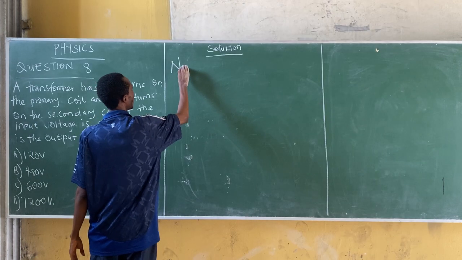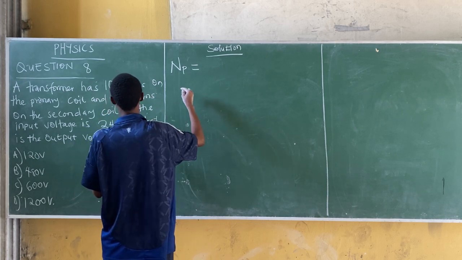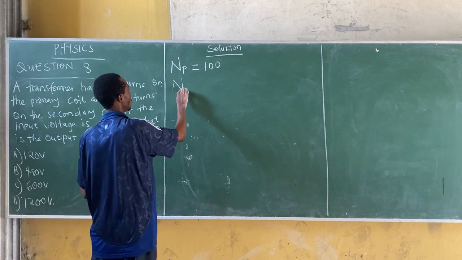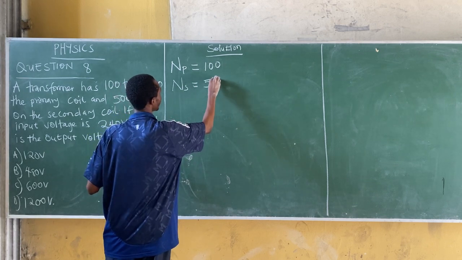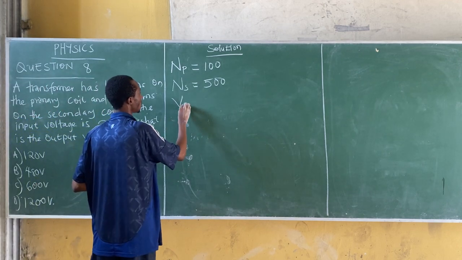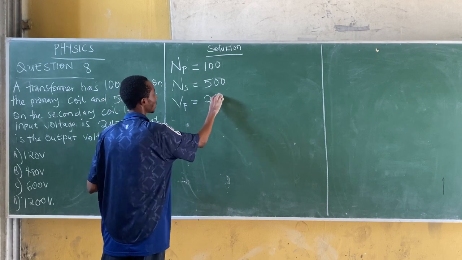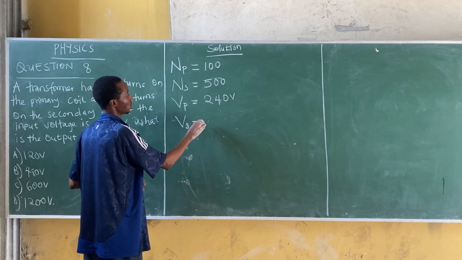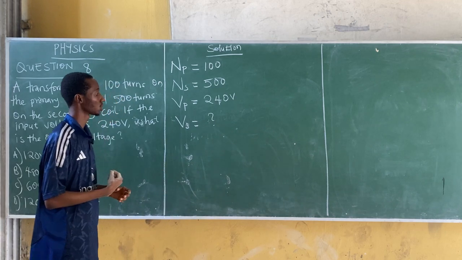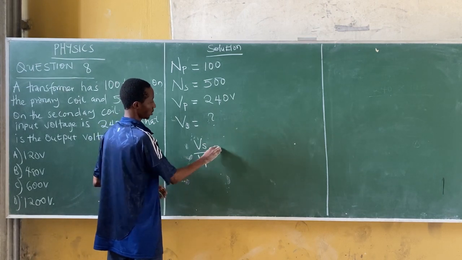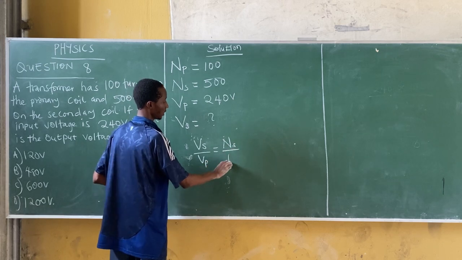From the question, we were given a transformer has 100 turns on the primary coil. So the primary coil, Np, has 100 turns. And 500 turns on the secondary coil, so Ns is equal to 500. It says if the input voltage is 240, what is the output voltage? The input voltage, Vp, is equal to 240 volts. The output voltage, Vs, we don't know, it is unknown. Recall the formula: Vs over Vp is equal to Ns over Np.